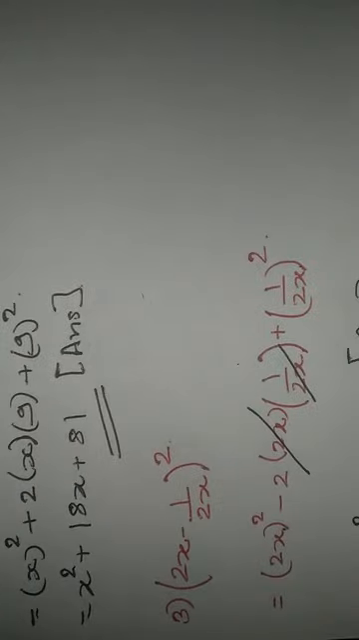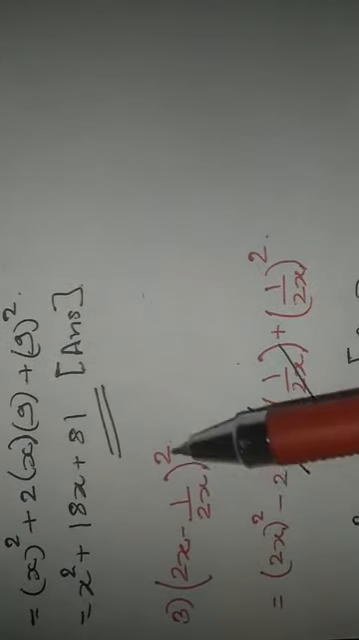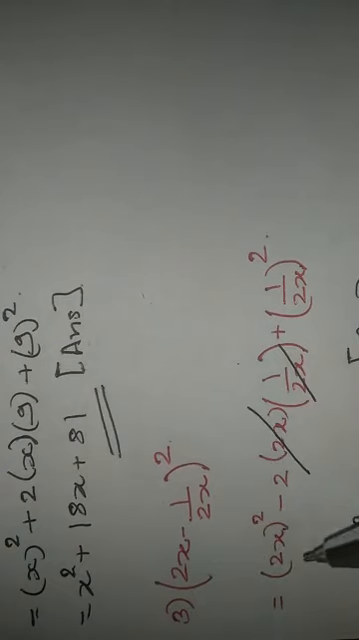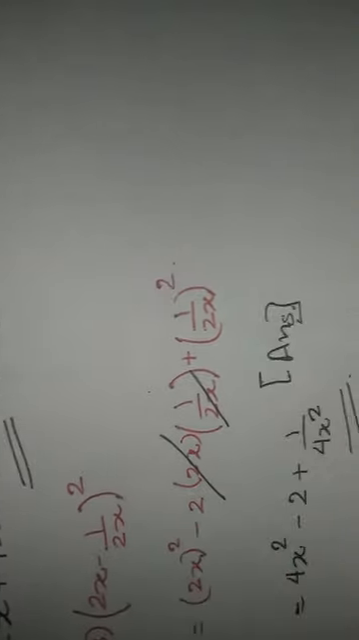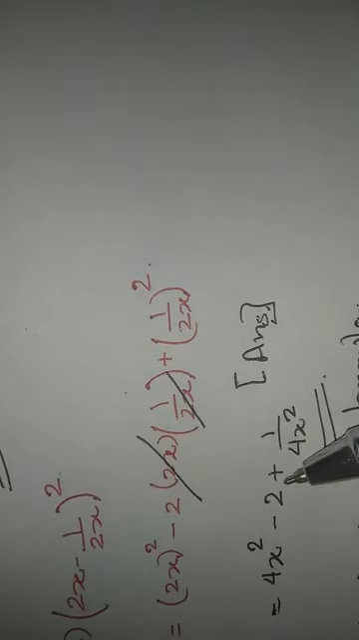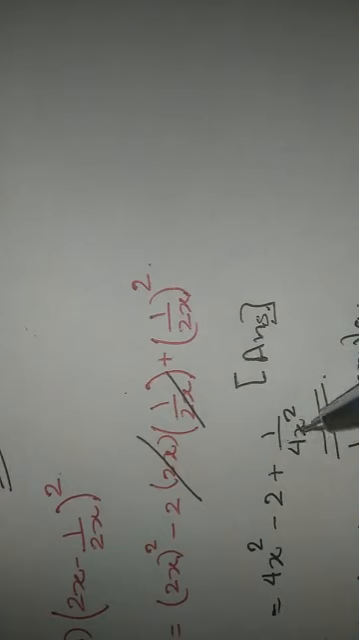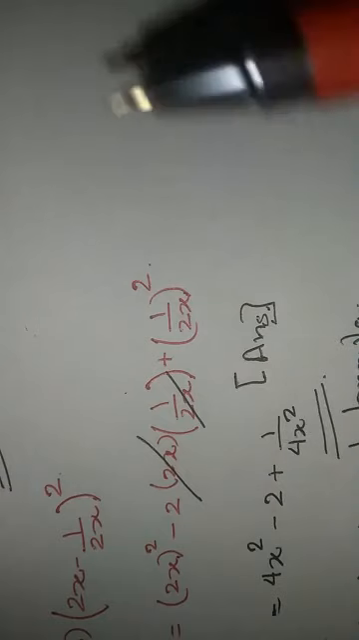The other one is (2x - 1/(2x))². This is in the form of (a - b)². So this will become (2x)² - 2 into 2x into 1/(2x) + (1/(2x))². So (2x)² will become how much? It will become 4x² - 2, plus 2x I can cancel it. So it will become only - 2 + 1/(4x²). So this is your answer.